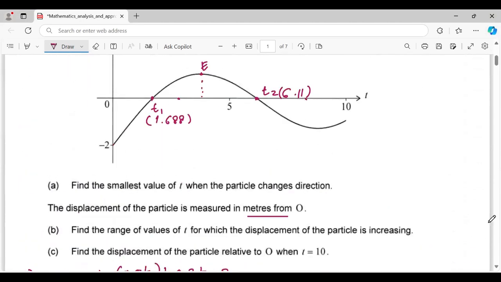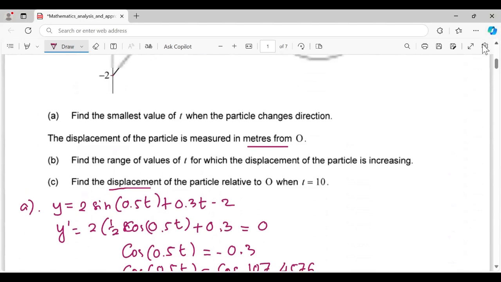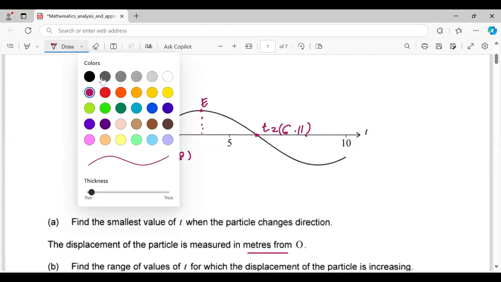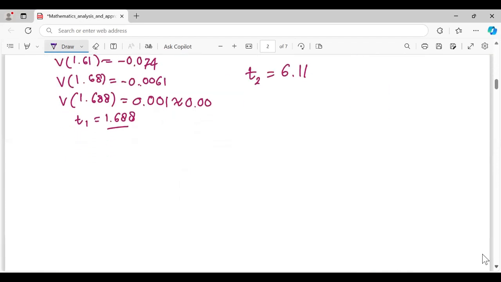Okay, that's about t1 and t2. And part c: find the displacement of the particle relative to O when t equals 10. If it is displacement, it means we are going to find the area from 0 to 10. I would like to change my color. This is the area. And how to calculate that? I'm going to show you through integral: the integral from 0 to 10 is the displacement.